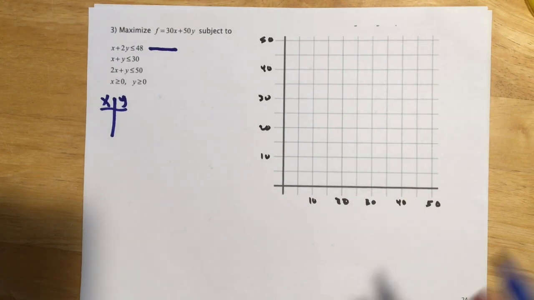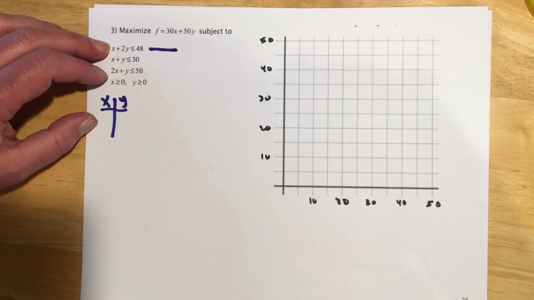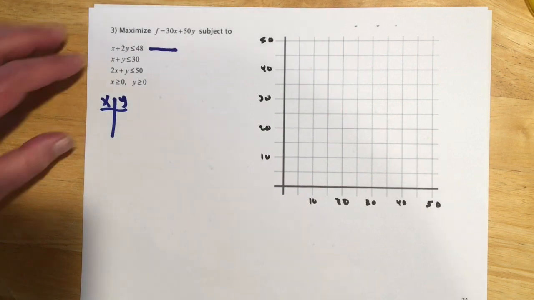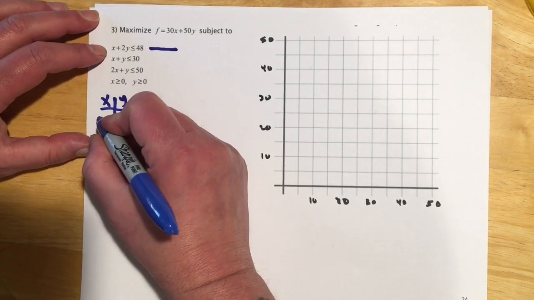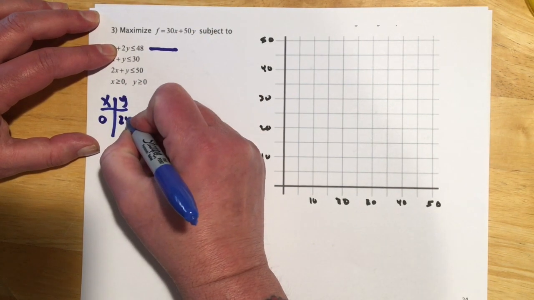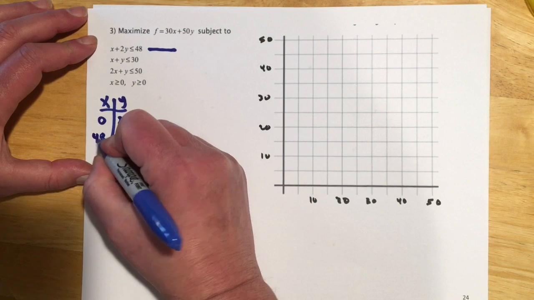Okay, so then number 3 is kind of one step back from the last one. Now we actually have to graph the equations, find our own feasibility region, then find the corners, and then maximize this function. So I'll do this first one in blue. When x is 0, y is going to be 24. And when y is 0, then x is 48.